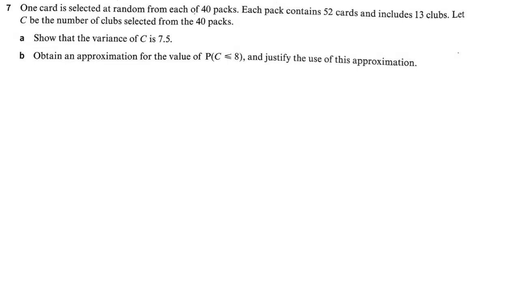In problem number 7, we've got a random card being selected from a deck of cards, and then we're going to do that 40 times. And what we want to know is, we're saying that C, our random variable, is the number of clubs we select from the 40 decks of cards. This is a binomial distribution. The number of trials is going to be 40. The probability of success, getting a club, is going to be 0.25.